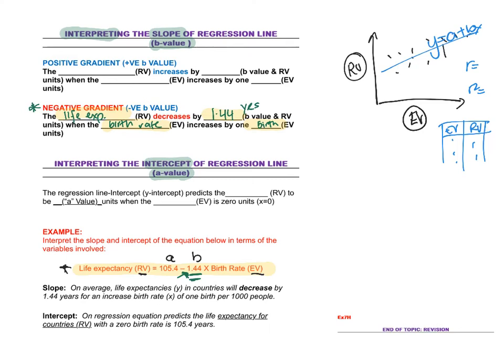And then underneath, I've shown you how, if you were asked to interpret the intercept, we've got that line here, and you just have to fill in those spots here. So we'll do it using that example so you can see. So I would say the regression line intercept, y-intercept, predicts that. So I have to write what the RV is, which is life expectancy, to be, and I write the A value, 105.4 years, because that's the units, when the birth rate is 0, yeah? Okay? So that's all you have to do.